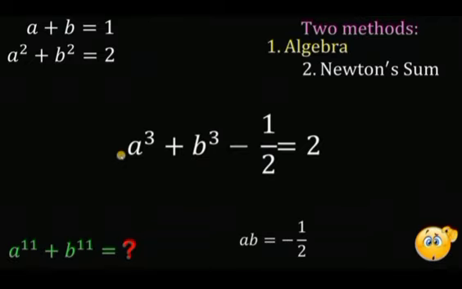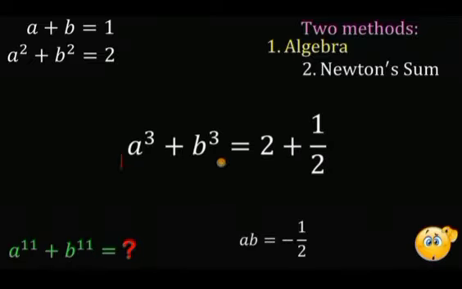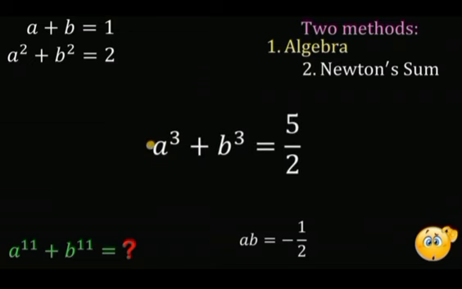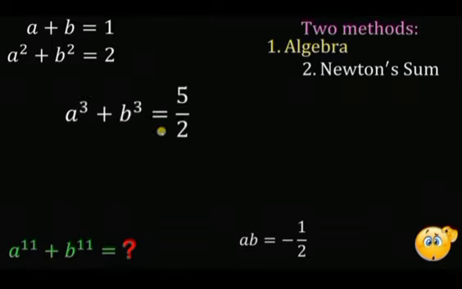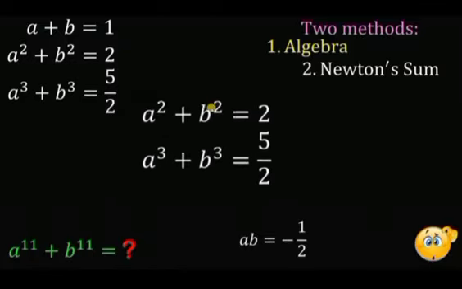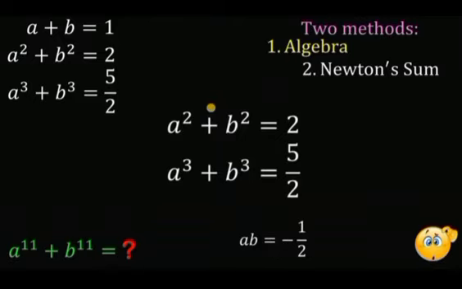Now, add 1/2 on both sides to get the value of a cubed plus b cubed. And we have 2 plus 1 over 2. And 2 plus 1 over 2, this will give us 5 over 2. Now, we have the value for a cubed plus b cubed. Alright. Next, let's get the second and the third equation. Now, our purpose is to multiply them again.